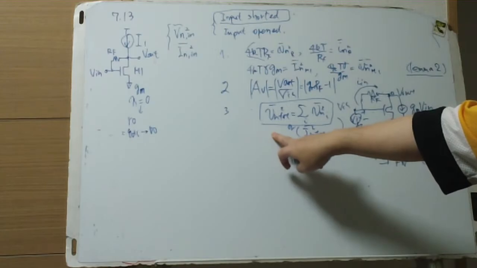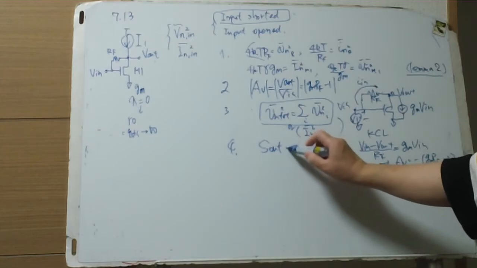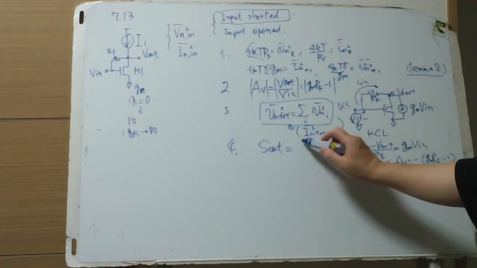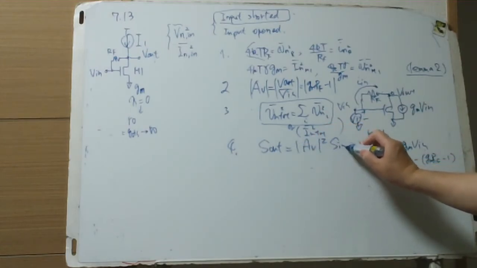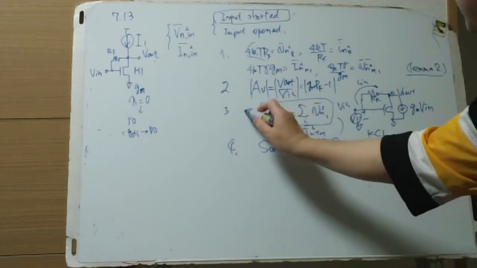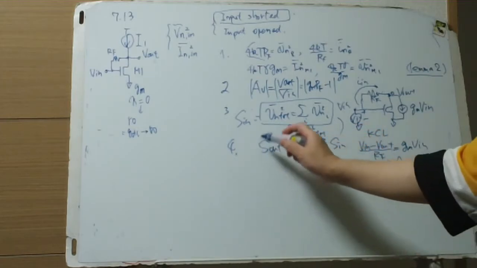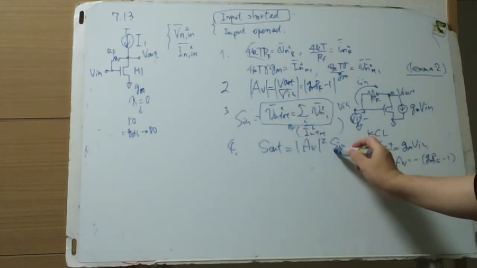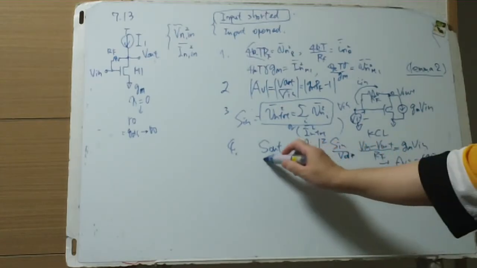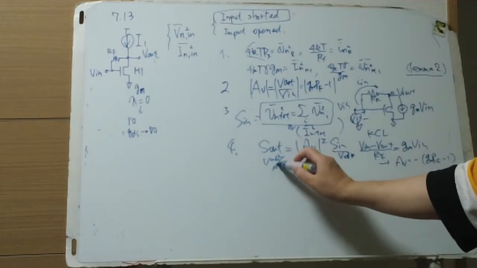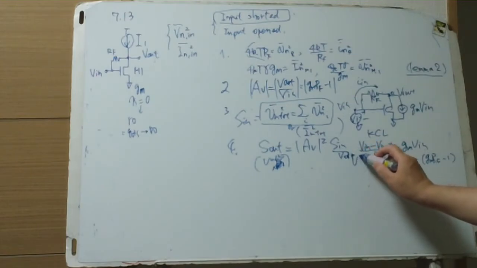And four, the spectrum of the output is this transfer function squared times the input spectrum S in. The S in times A v squared is S out. S in is the input voltage spectrum. This is voltage squared per hertz, or volt squared per root hertz.